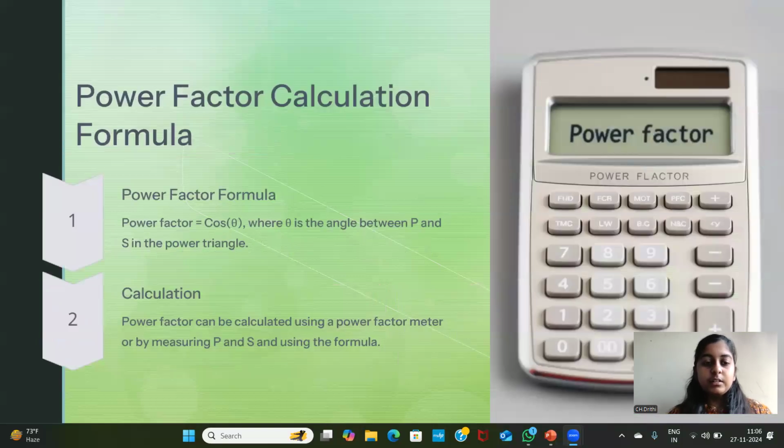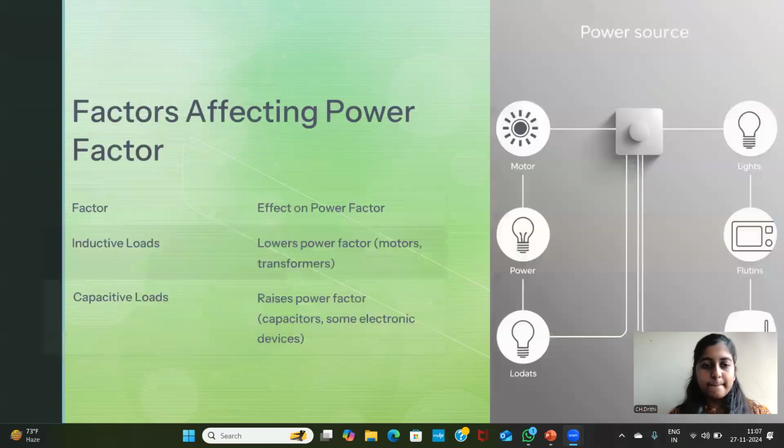Next, as we already discussed, power factor is the cosine of the angle between apparent power and real power, that is the angle between P and S in the power triangle. This is a formula that we need to follow.